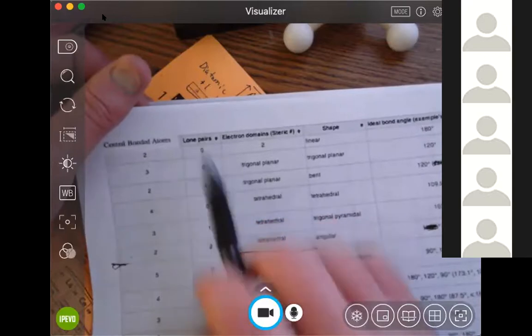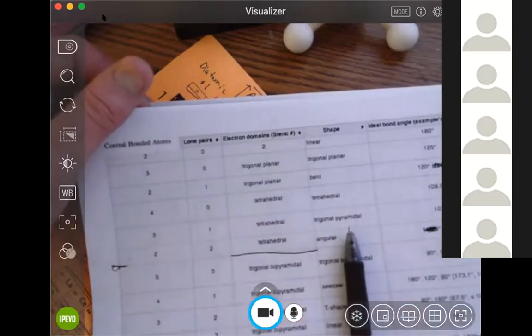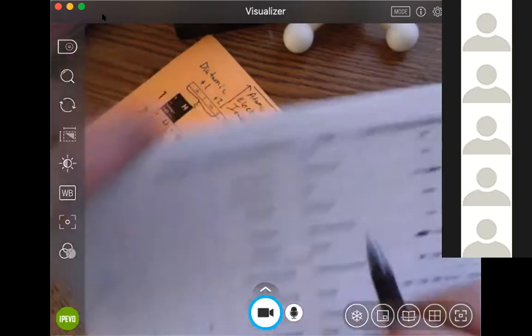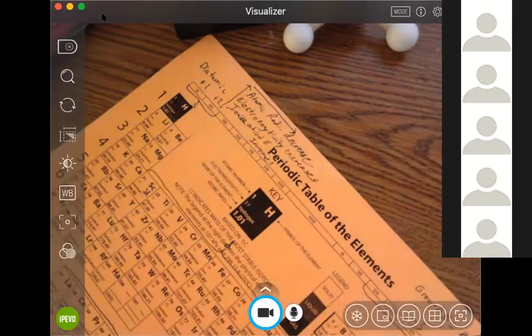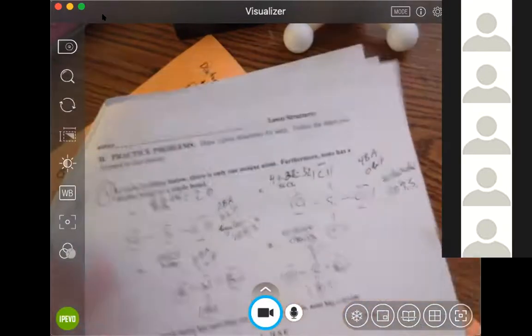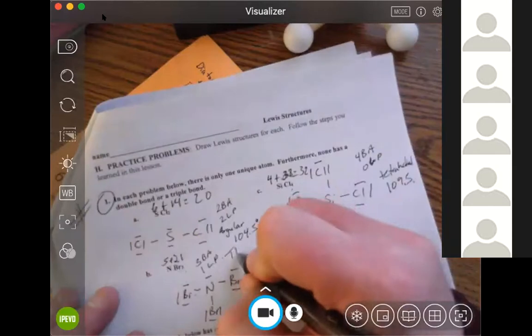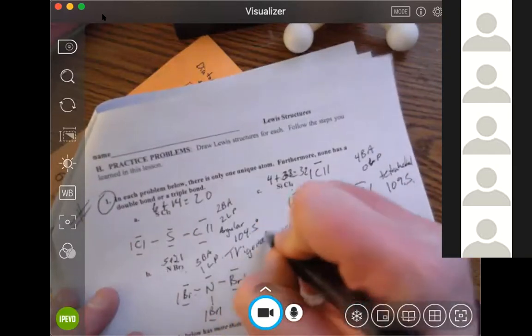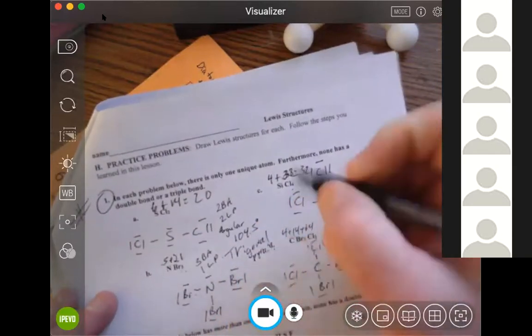Would it be a triangular pyramid? Close. Trigonal pyramidal. A trigonal pyramid. Yep. So that's trigonal pyramidal. One more.